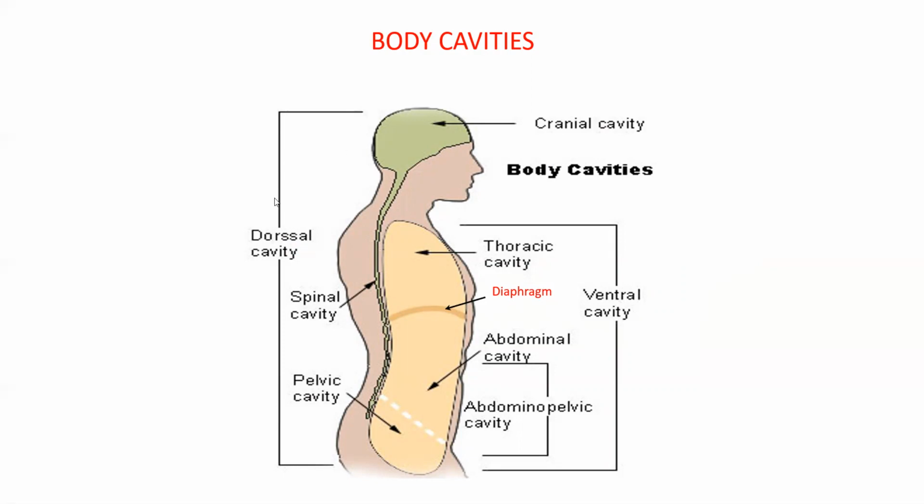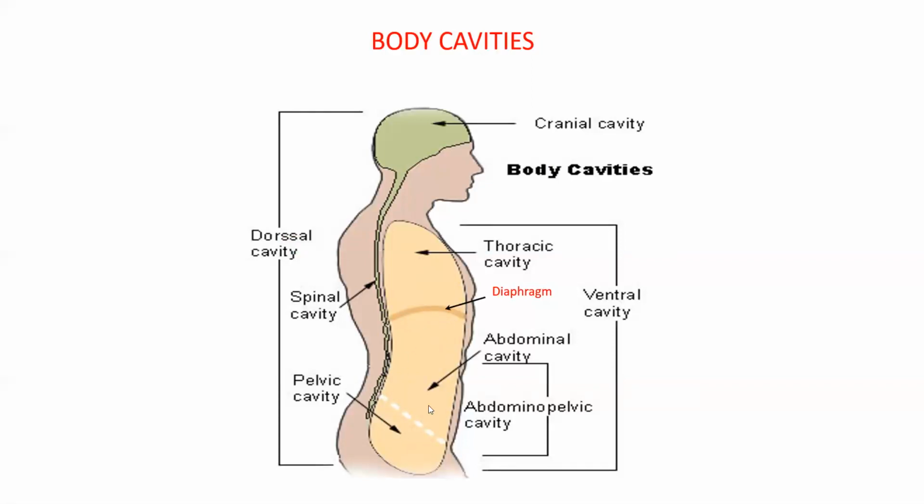Within the dorsal cavity, there are two cavities. One is the cranial cavity surrounding the brain, and the other is the spinal cavity surrounding the spinal cord. Within the ventral cavity, there are several cavities. One is the thoracic cavity, located above the diaphragm. The diaphragm is an important landmark for separating the thoracic cavity from the abdominal pelvic cavity.